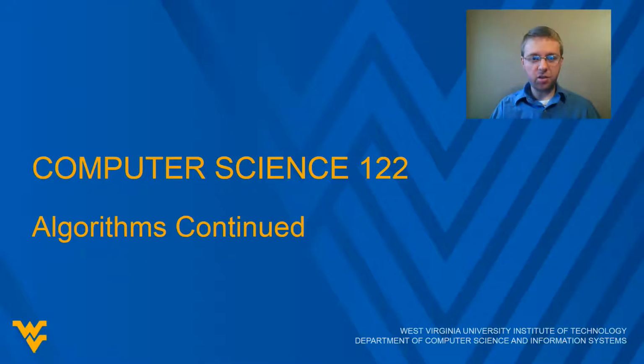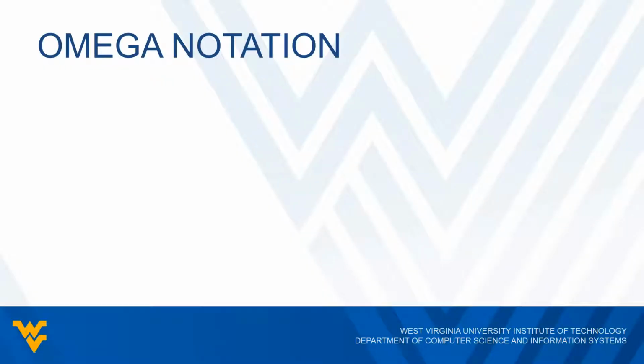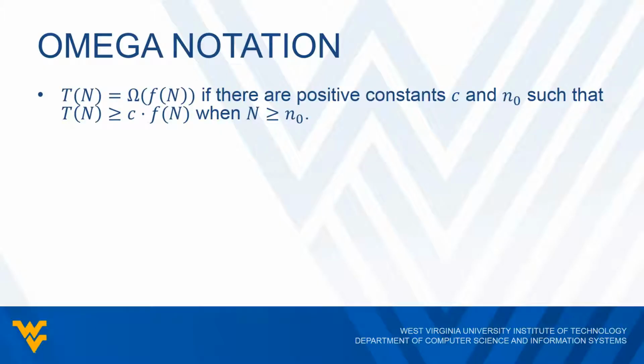In this lecture, we will continue our discussion on algorithms. There are three other notations that we need to look at. The next one is what we call the omega notation. And here's the definition. So we say T of n is equal to omega of f of n.